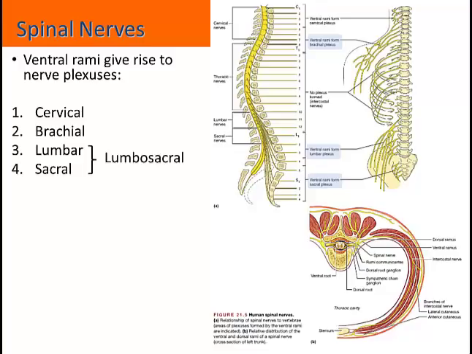You note that there are no plexuses formed from the nerves in the thoracic region, and those intercostal nerves extend directly from the spinal cord out to the muscles and structures that they serve.